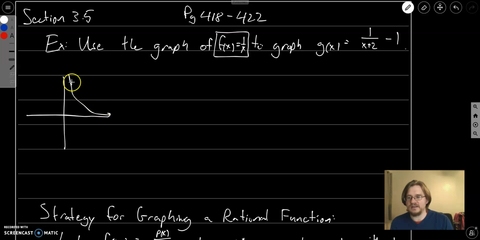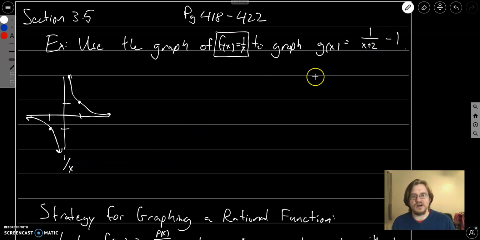It has a vertical asymptote at 0, and a horizontal asymptote also at 0. One way to identify this is that at x equal to 1, the height of the function is 1, since 1 over 1 is 1, and at x equal to negative 1, the height will be negative 1, since 1 divided by negative 1 is negative 1. So this is our original function. This is 1 over x.